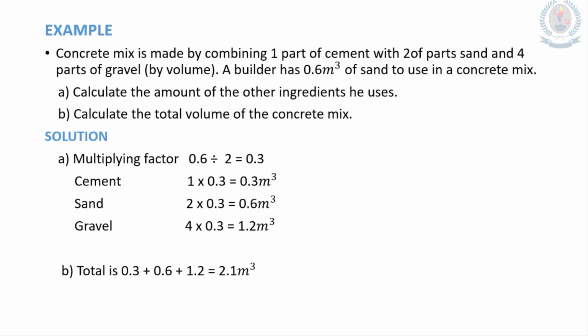Then part B, calculate the total volume. Now what you have to do? These all are volumes, cubic meters. So you can add them all. Units are also the same. 0.3 plus 0.6 plus 1.2, 2.1 cubic meters is the final answer for the total.